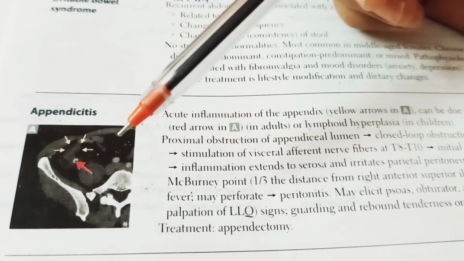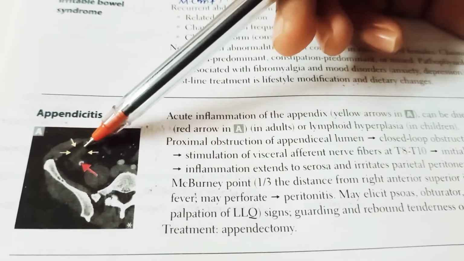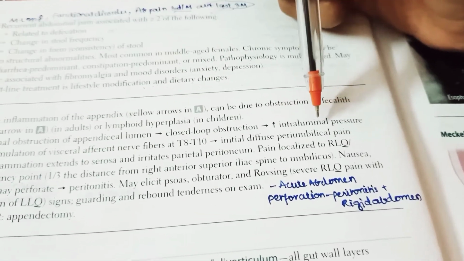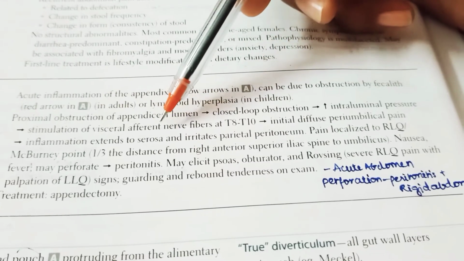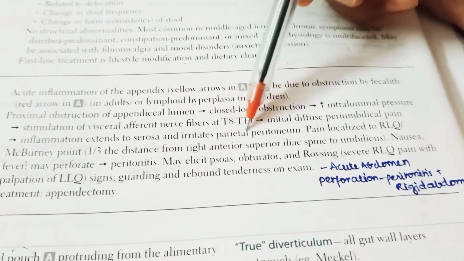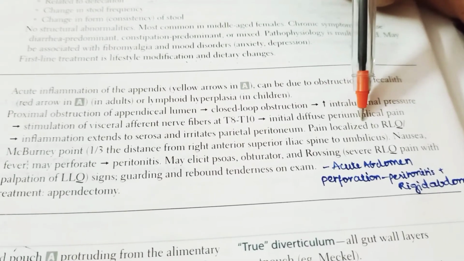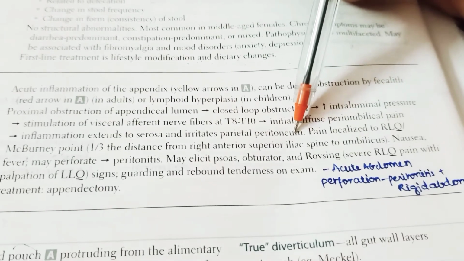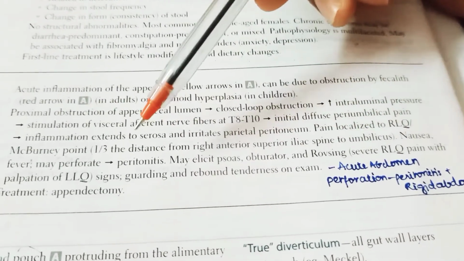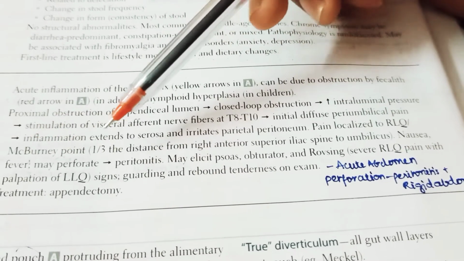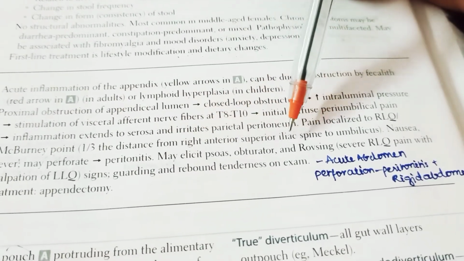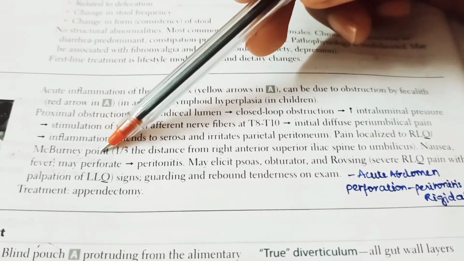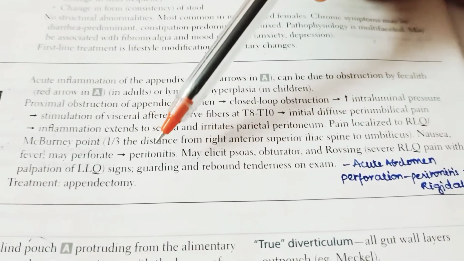So actually here, if the appendix gets obstructed, it will form a closed loop like structure. This yellow arrow represents the appendix. Because of that, there will be increased intraluminal pressure and stimulation of visceral nerve afferent fibers like T8 to T10, which will lead to diffuse periumbilical pain, and this inflammation can extend even to the serosa and sometimes irritate the parietal peritoneum. So the pain is localized first to the right lower quadrant, or you can say McBurney point, that is 1/3 of the distance from the right anterior superior iliac spine to the umbilicus. McBurney point is special for appendicitis. Also nausea and fever may be present.